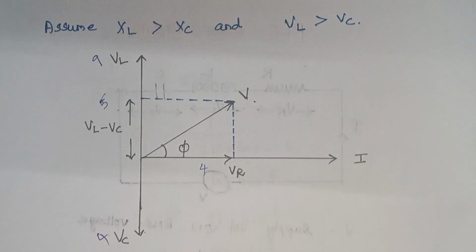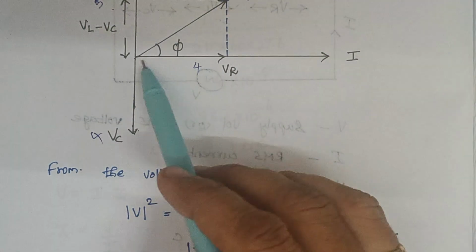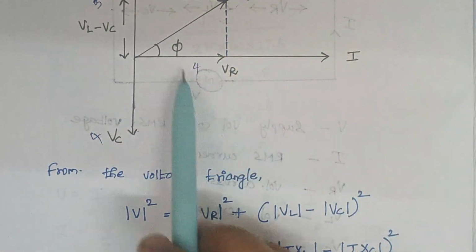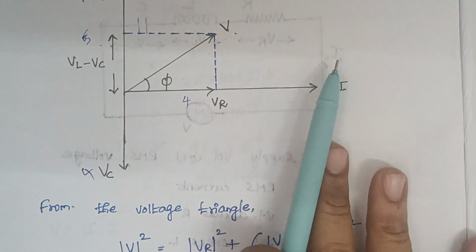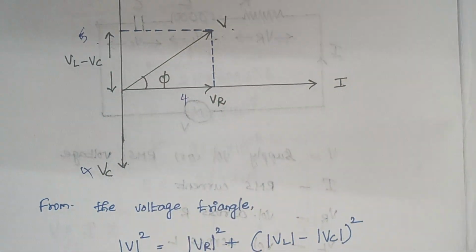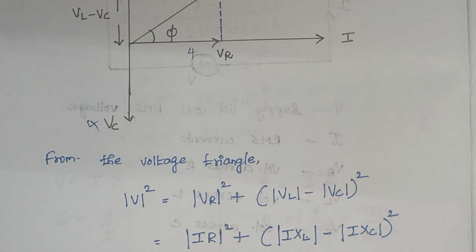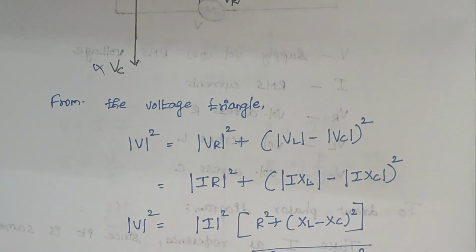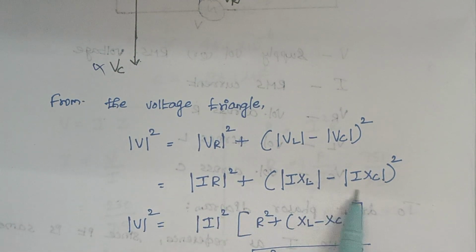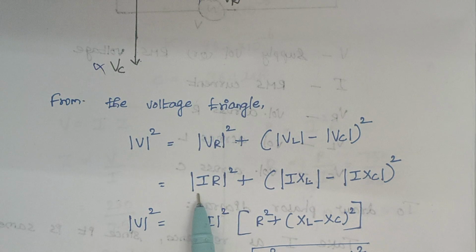Right. In the same way, this V squared is nothing but VR squared plus (VL minus VC) the whole squared. Right. Now VR, VL, VC, we know the formula. So just substitute that. Then in all these expressions, you see I squared is common, right? So we are taking I squared outside.